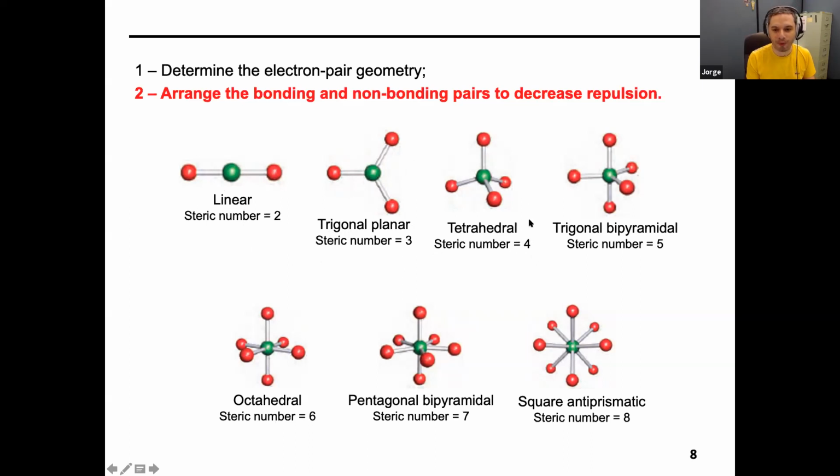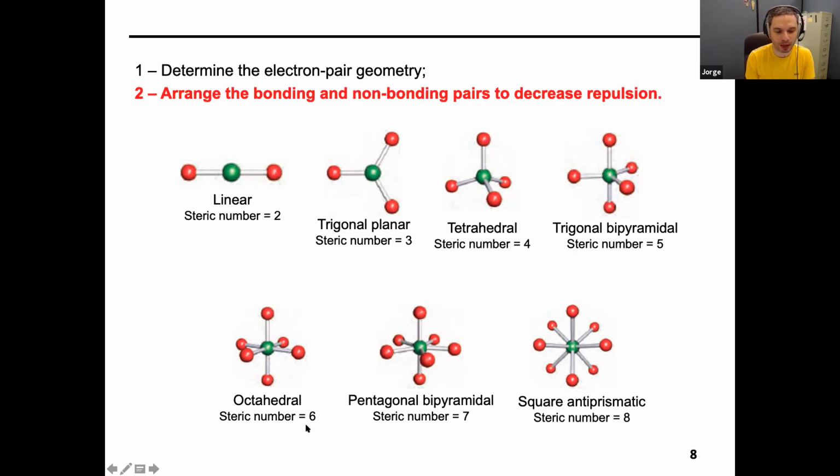Four groups around the central atom, the best way to organize four groups around the central atom that will minimize the repulsion is in a tetrahedral geometry. Five groups around the central atom. Now look, we have a trigonal bipyramidal geometry. Okay, so a triangle on the plane, and then one group up, and then one group down.